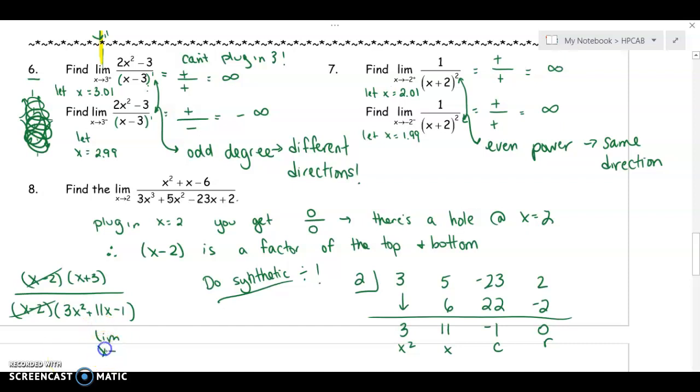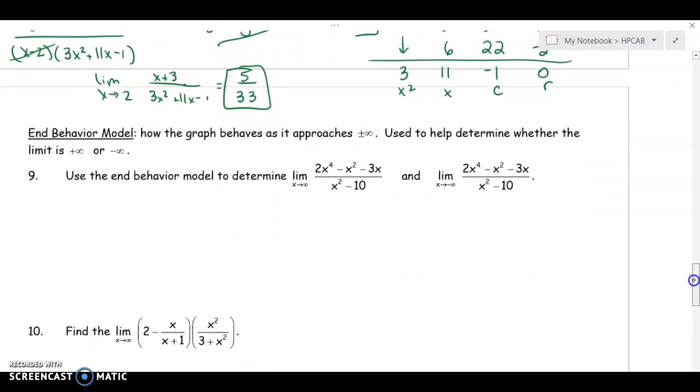So the limit as x approaches 2 of x plus 3 all over 3x squared plus 11x minus 1. You can just plug the 2 value in. It will no longer make it undefined. You're going to get 5 over 33. So that one's kind of a tricky one because you have to do synthetic division to help you factor the bottom out a little bit. All right, so there's number 8. Let's go to the last page.